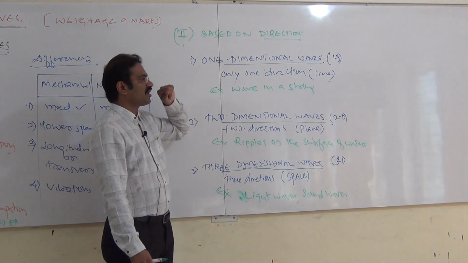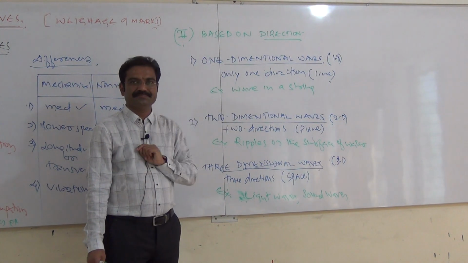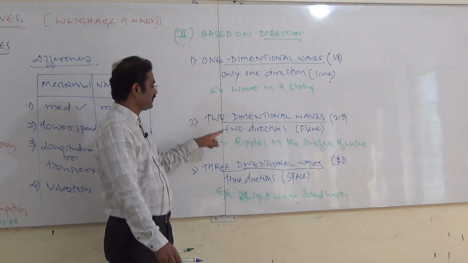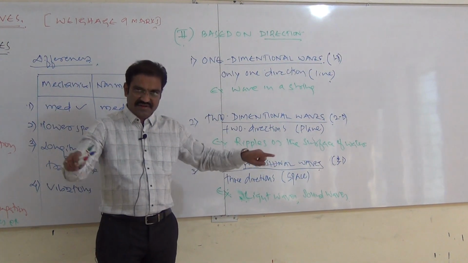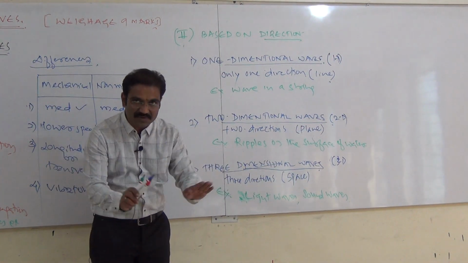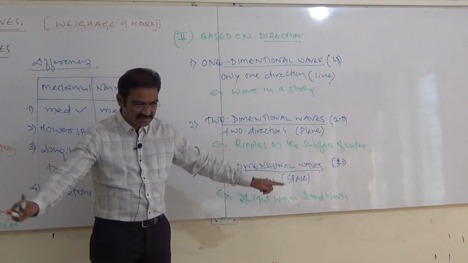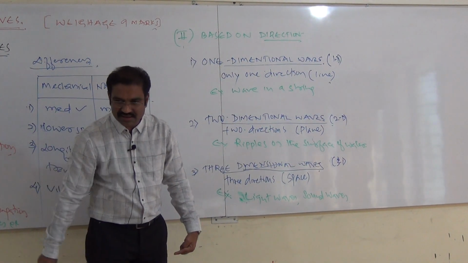So take an example: if you take a string and create waves, it moves only in one direction. That is one. If you throw a stone, ripples on the surface of the water move on the plane. It means two directions, along the x axis and y axis.